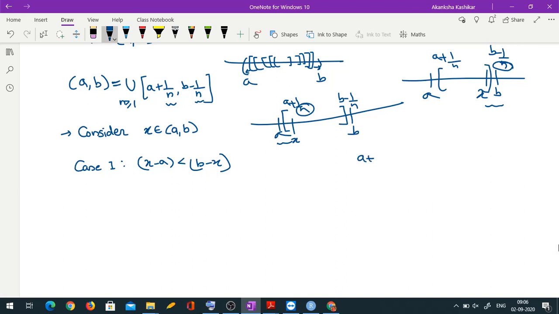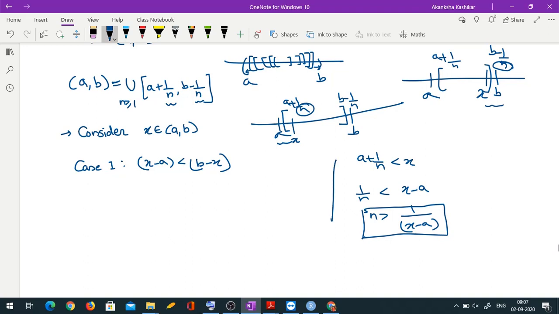Let me do some rough calculations. A plus 1 by n should be less than x, which means 1 by n should be less than x minus A, that is, n should be greater than 1 upon x minus A. Is it possible to get some n which is greater than 1 upon x minus A? Yes, the Archimedean property tells me that it is possible, because the set of natural numbers is unbounded. It's not bounded above, so I can get as large an n as I want. So this was my rough calculation.